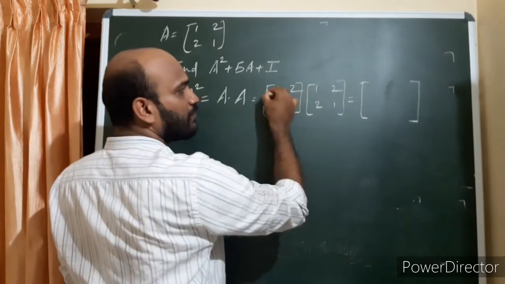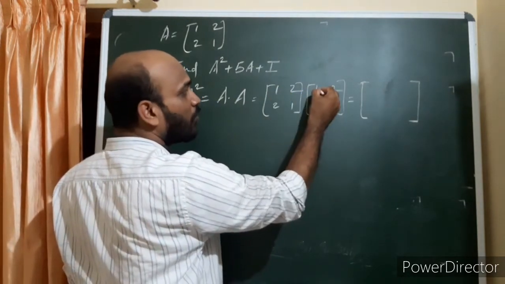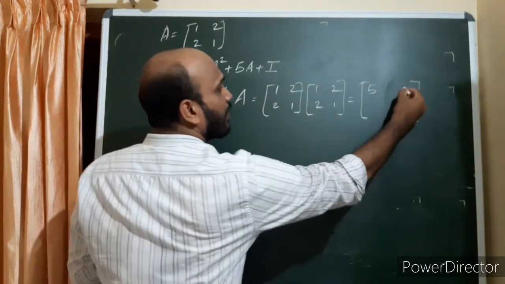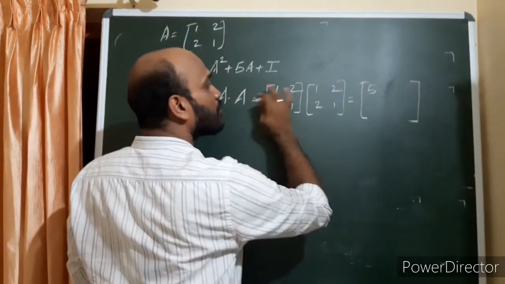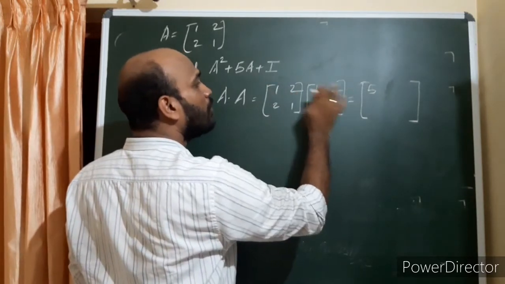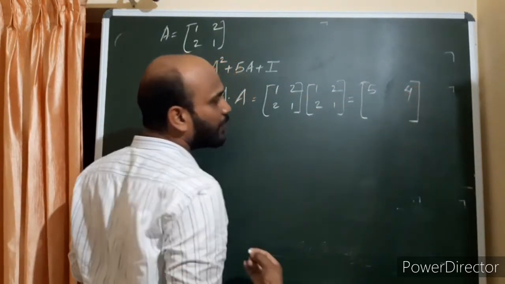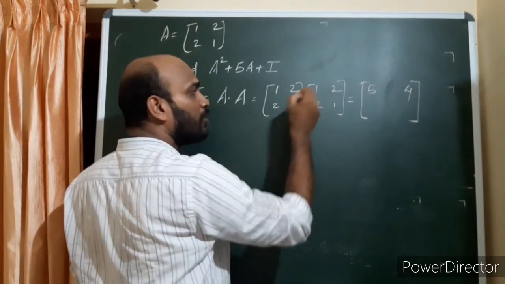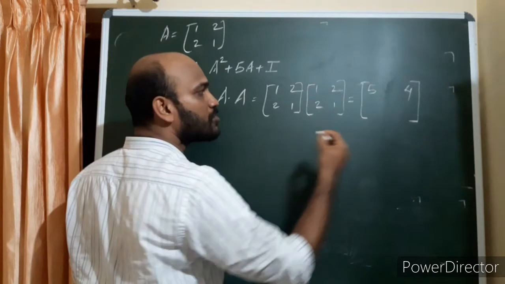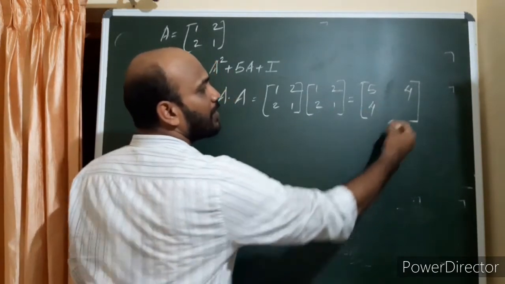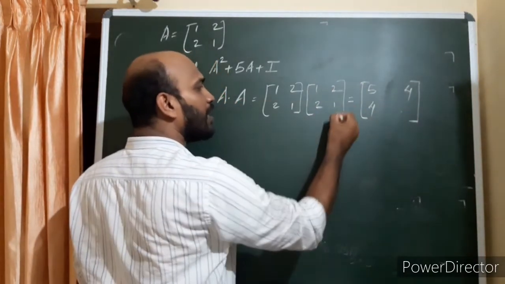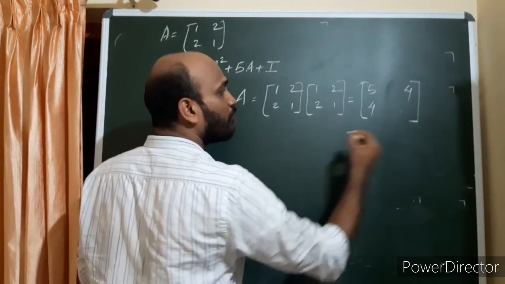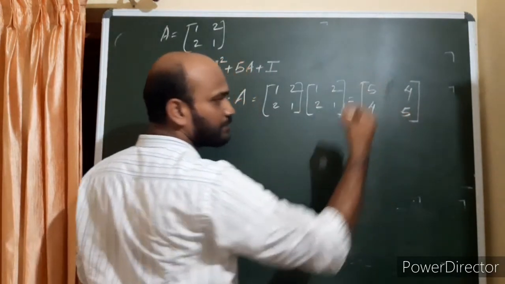So A11, first row, first column. So 1 into 1, 1, 1 plus 4, 5 you will get. Then A12, first row, second column. So 1 into 2, 2, 2 plus 2, 4 you will get. Then this is A21, second row, first column. 2 into 1, 2 plus 1 into 2, 2, 2 plus 2, 4 you will get. And this is A22, second row, second column. 2 into 2, 4 plus 1 into 1, 1, 4 plus 1, 5.